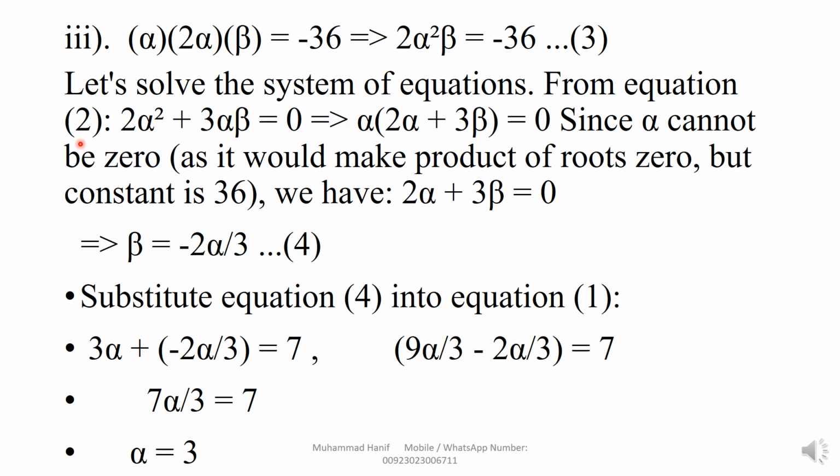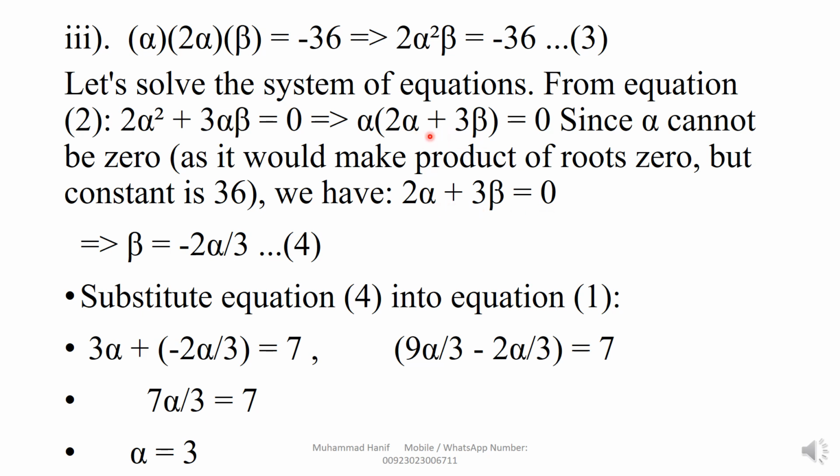From the second equation, 2 alpha square plus 3 alpha beta equal to 0. Now we take the common factor. What do we get? Alpha times 2 alpha plus 3 beta equal to 0. Since alpha cannot be 0, as it would make the product of roots 0, but the constant is 36, we have 2 alpha plus 3 beta equal to 0.